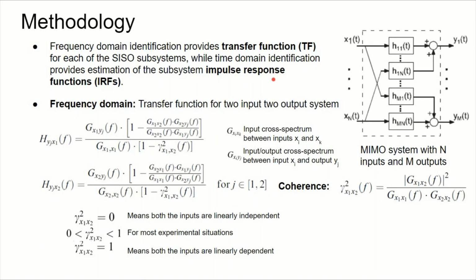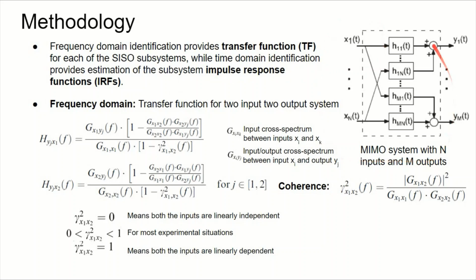So this work presents two types of approaches. One is frequency domain identification and the other is time domain identification. Frequency domain identification provides a transfer function of each single input single output subsystem, while time domain identification provides the estimation of the subsystems' impulse response functions.